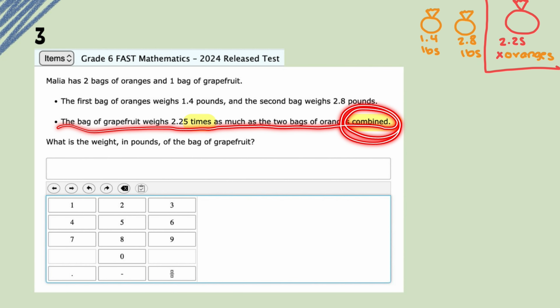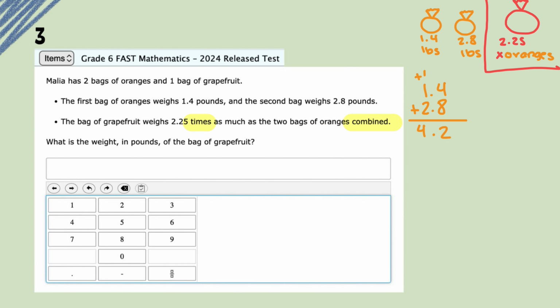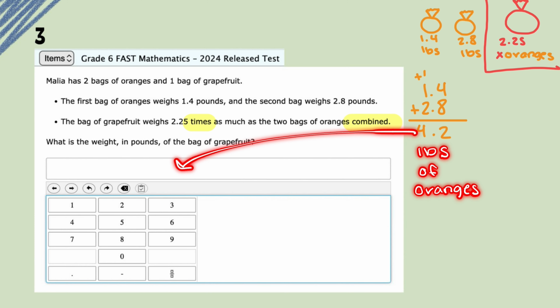And the first thing we need to do is figure out how much the oranges weigh combined. 1.4 plus 2.8 equals 4.2 pounds. Okay, this 4.2 represents pounds of oranges. We're almost there. This is not the answer that you're going to put here. No, because what did that answer? That answered pounds of oranges. It did not answer bag of grapefruit. Okay, 4.2 is not your answer.